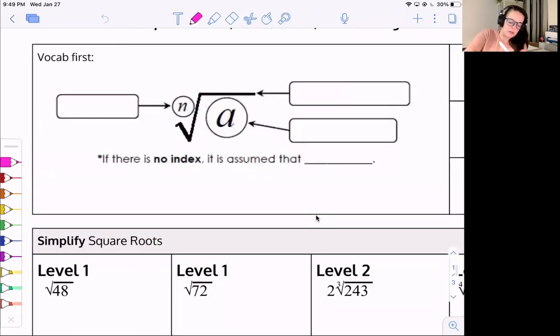So you have your square root, which we have talked about in the past. It's actually called a radical sign. So that's what that little dude is called. There might be a fancier name for it, but I don't know.